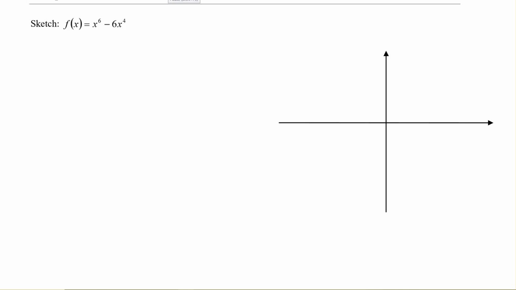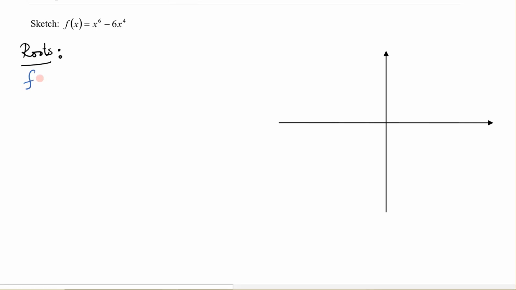Hello everyone. In this video, I'm going to do some curve sketching examples. So let's start with this function f(x) is equal to x raised to power 6 minus 6x raised to power 4. And we're going to sketch this. So first thing that we're going to do is find the points where the curve is going to cross the x-axis. In other words, the first step is to find the roots of this function.